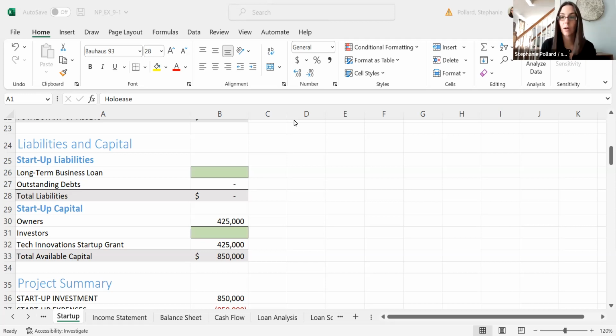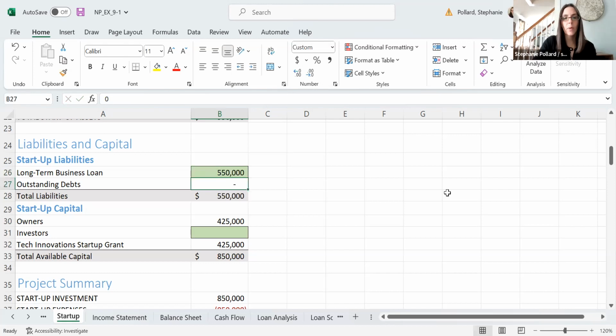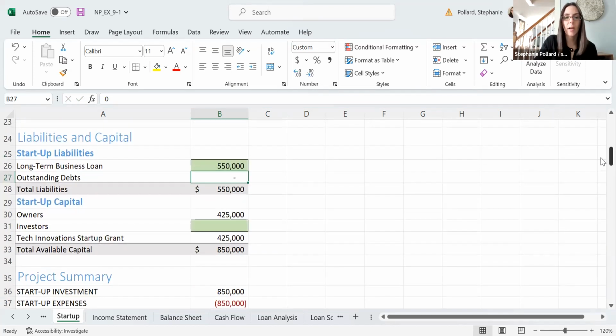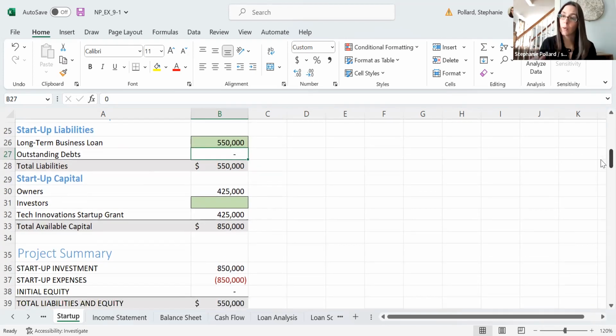So I'm here on the startup sheet, and I'm going to go ahead and enter that. I'm going to enter it under B26, which is where that long-term business loan would fit in. Once I enter it, it fills in a couple other slots there, and we'll come back to this sheet later. For now, what I want to do in this video is look at that loan in a little detail and how it would play out quarter to quarter, excuse me.